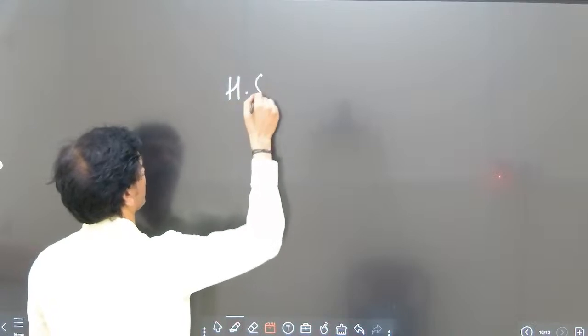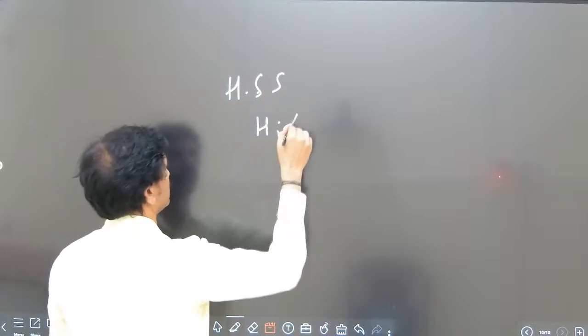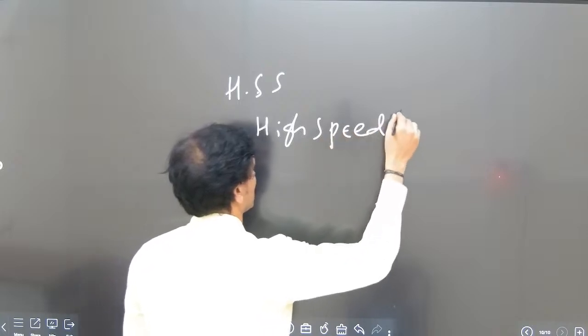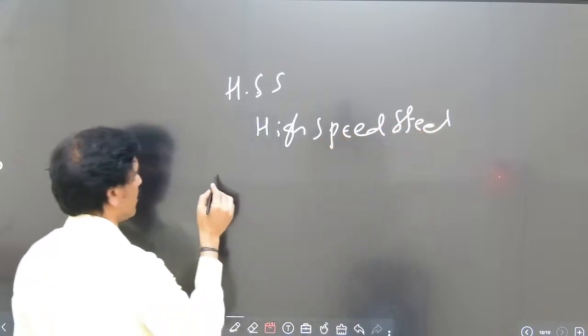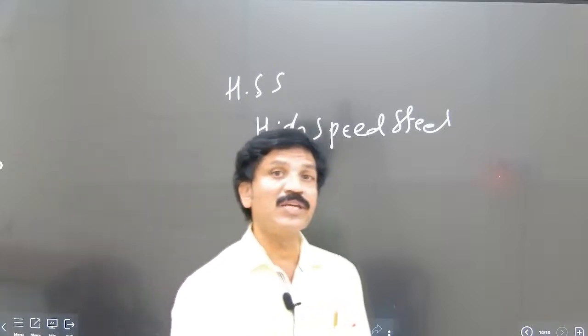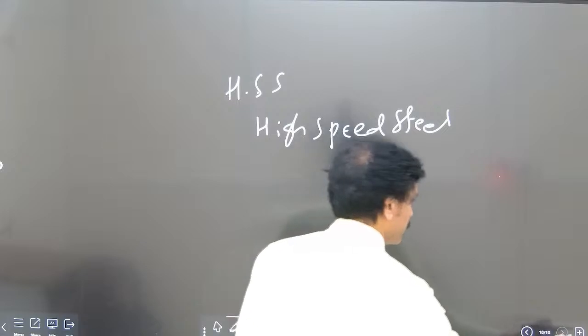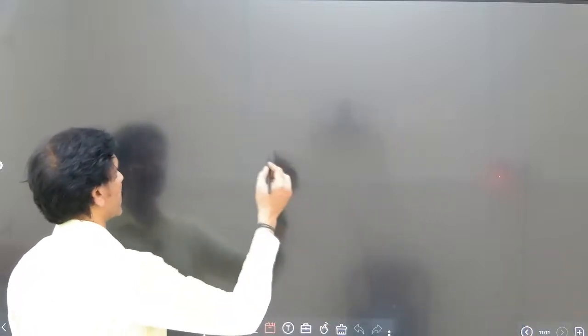And the next one, what are the tool materials? Almost always HSS, high speed steel, is the tool material used to manufacture all types of single point cutting tools. All the single point cutting tools are manufactured with high speed steel. I will also show the nomenclature of the single point cutting tool. You can see here, this is the nomenclature of the single point cutting tool.